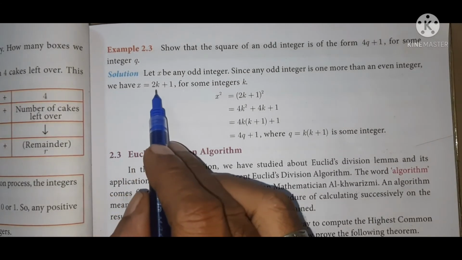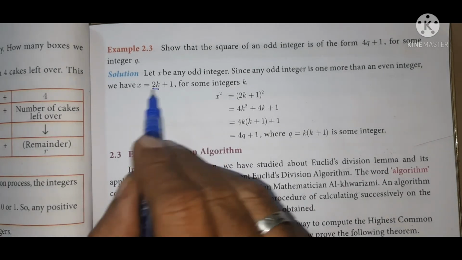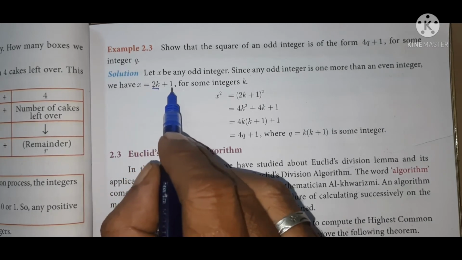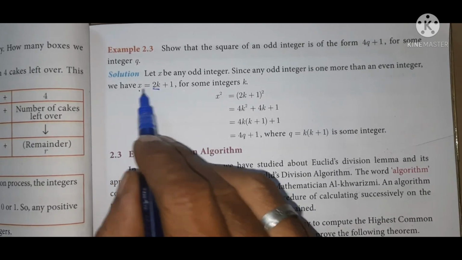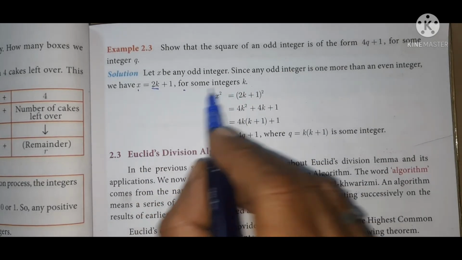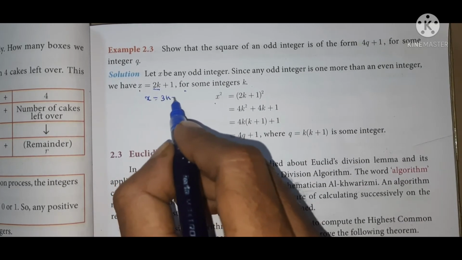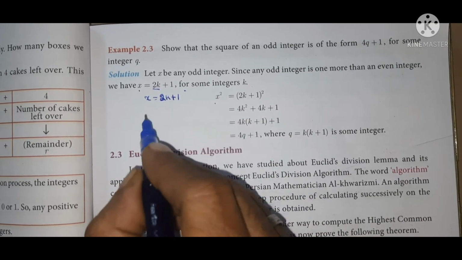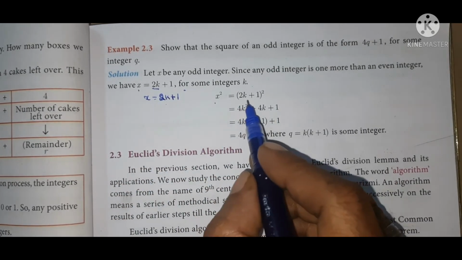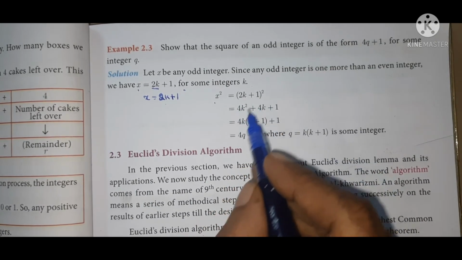We have 2k as an even integer. Plus 1, we get 2k plus 1, an odd integer. So x is equal to 2k plus 1, an odd integer, for some integer k. Squaring on both sides, x squared is equal to 2k plus 1 the whole squared. That is a plus b the whole squared, where here 2k is a and 1 is b.